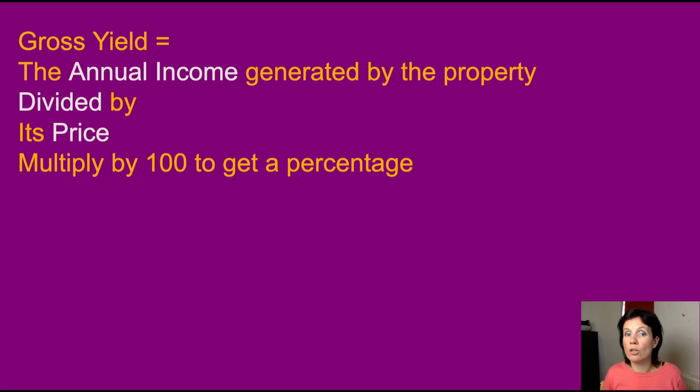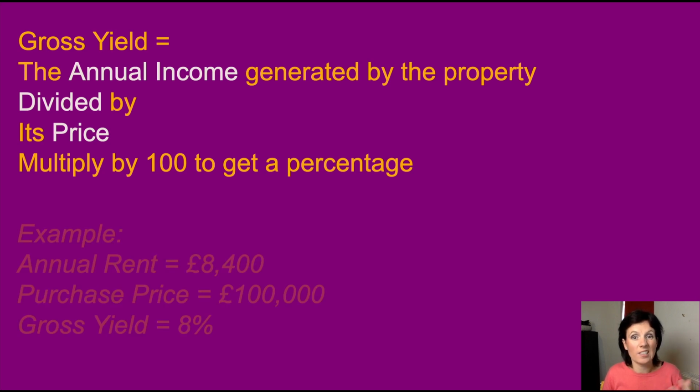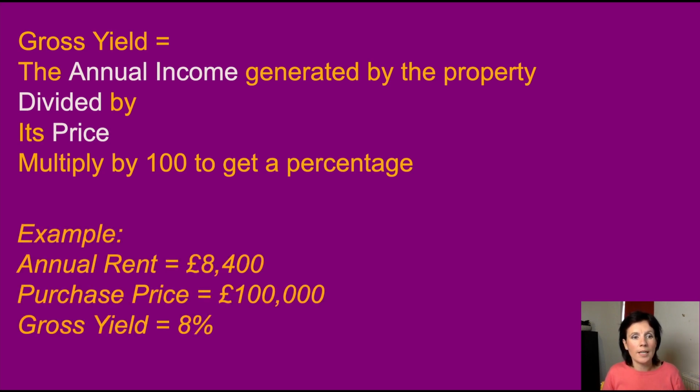The first one is gross yield. The gross yield is a simple and quick way to work out your return on a property. You take the annual income, i.e. the rental income for the year, and then you divide that number by what you paid for it and multiply it by 100 to get a percentage. If we take our example from our previous module where we talked about leverage, let's stick with those numbers. The annual rent would have been £8,400 and the purchase price was £100,000. So that gives us a gross yield of 8%.